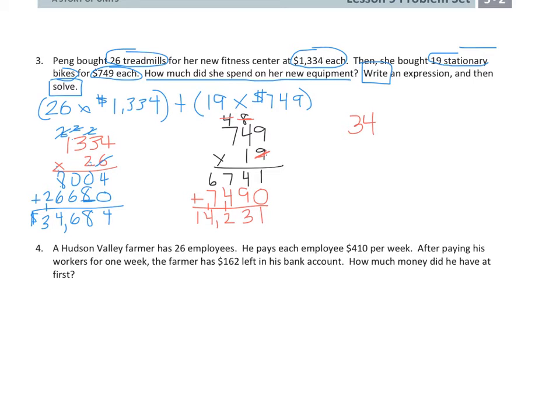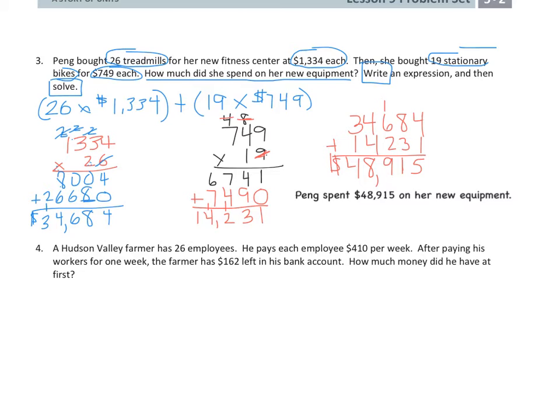So that means I need to take my two amounts, 34,684, add it to 14,231. So now I'm going to add carefully. 4 plus 1 is 5. 8 plus 3 is 11. 2 plus 6 is 8, plus 1 more is 9. 4 plus 4 is 8, and then 3 plus 1 is 4. So altogether on her new equipment, she spends $48,915. So let's write our sentence out.